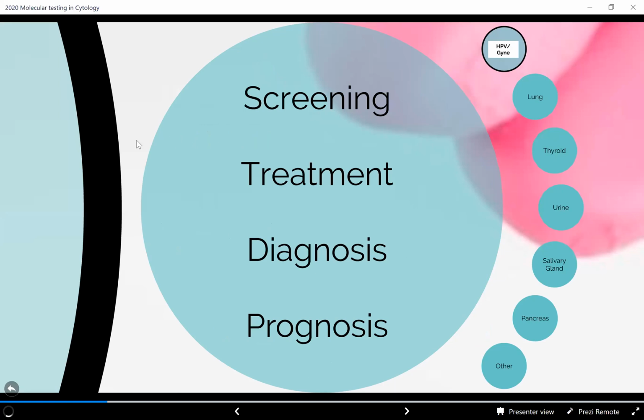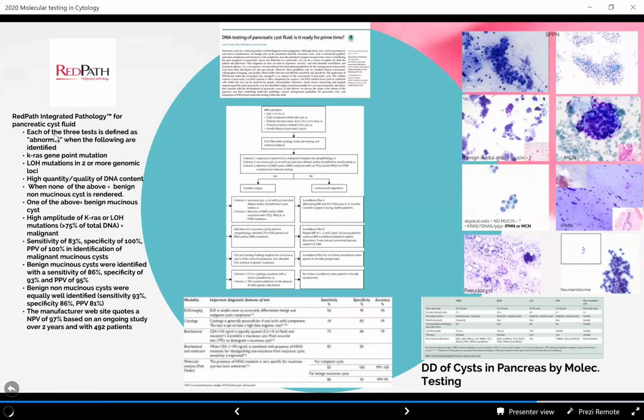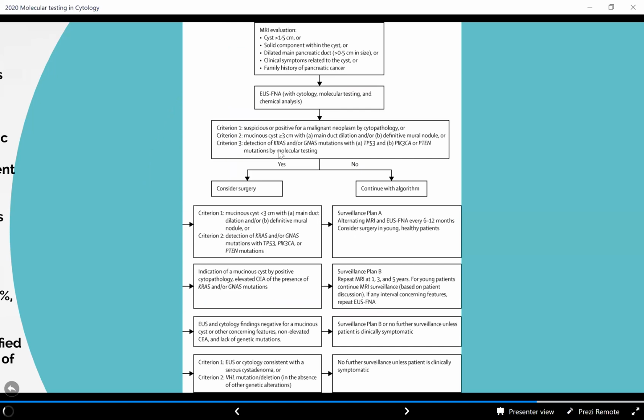There's a couple of commercial tests. They look for KRAS mainly, but this is an example of an algorithm of how it could be incorporated, mainly in cystic lesions. So you have a cyst that's more than 1.5 centimeters, it has a solid component, dilated duct, etc. You do an FNA. So it's either suspicious, or criterion 2, mucinous test, more than 3 centimeters. Criterion 3, you detect KRAS or GNAS, right?